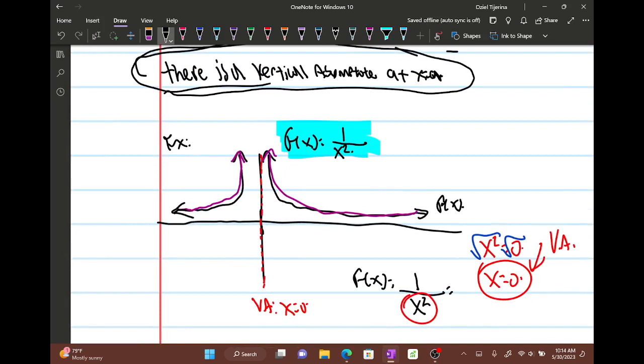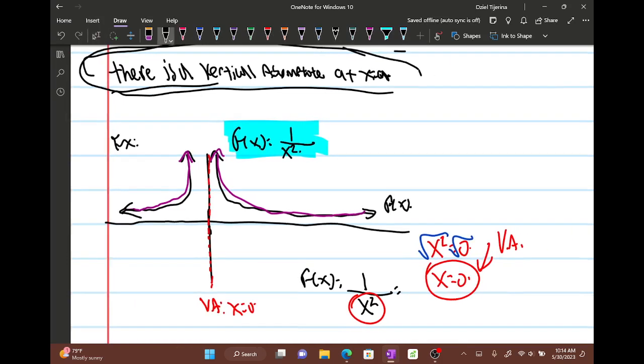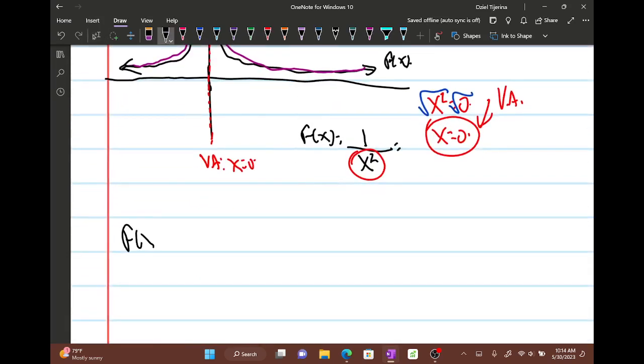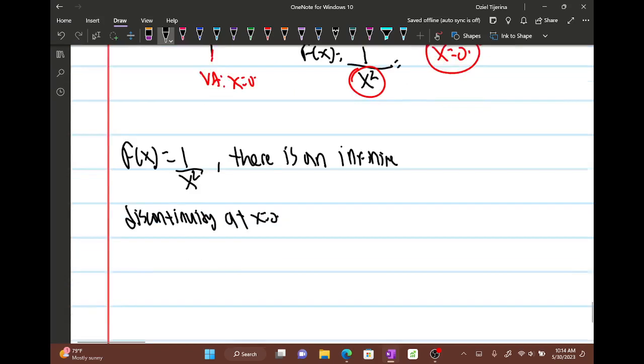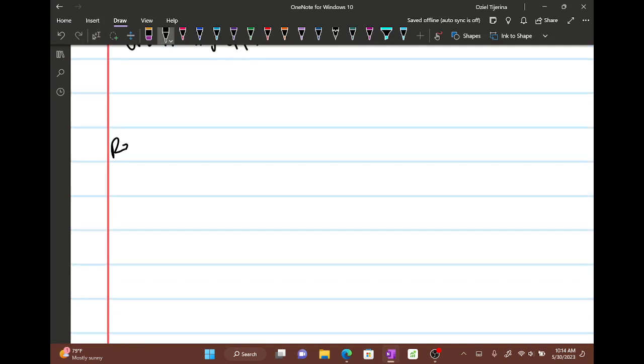wherever there's a vertical asymptote at x equals a, like something like this here, where you see a dashed line, we know that at x equals 0, so basically for f of x equals 1 over x squared, there is an infinite discontinuity at x equals 0. So I'm going to recap, guys, because I feel like this video had a lot of information.